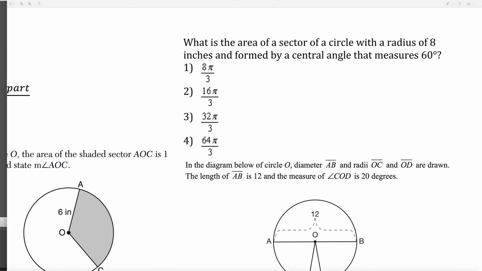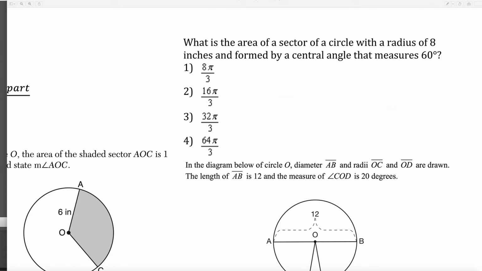So now this one will be similar. What is the area of the sector with radius 8? So now they want the area. We're going the other way. The area of the whole thing is pi times 64, 8 squared, times 60 over 360. And that's it.